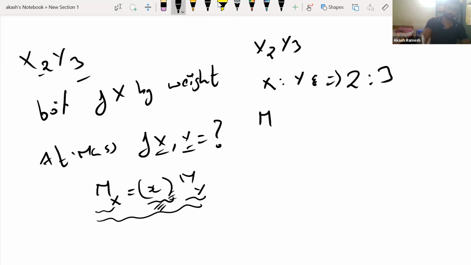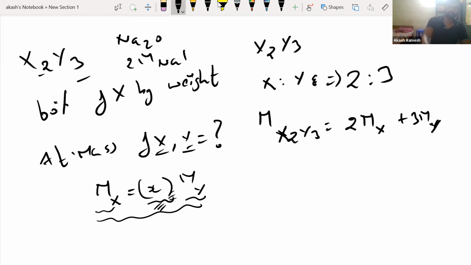what is the molecular mass of X2Y3, it would be 2 into molecular mass of X plus 3 into molecular mass of Y, correct? Isn't it? That's how you calculate. Say, for example, if it is Na2O, how do you calculate? 2 into molecular mass of Na plus molecular mass of oxygen. Correct? The same thing only we are doing here. Molecular mass of X2Y3 would be 2 into atomic mass of X plus 3 into atomic mass of Y.